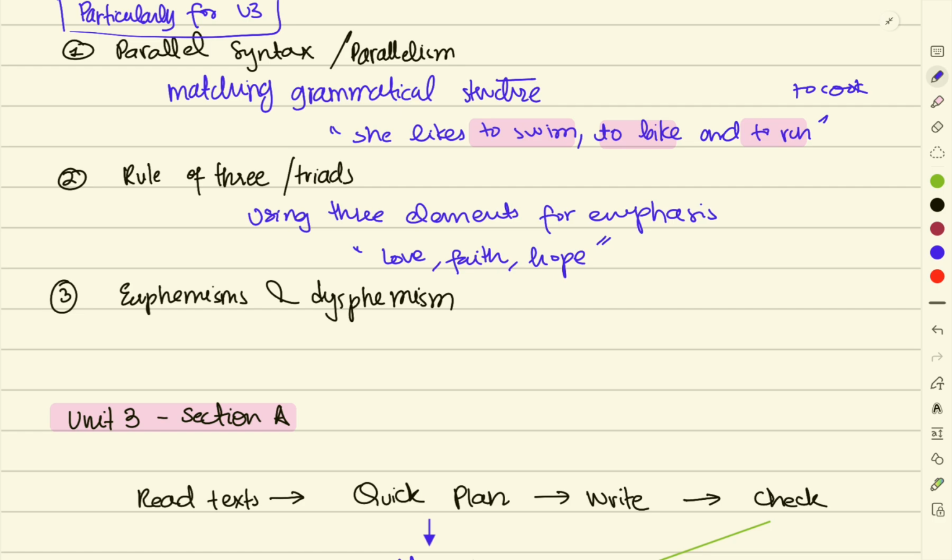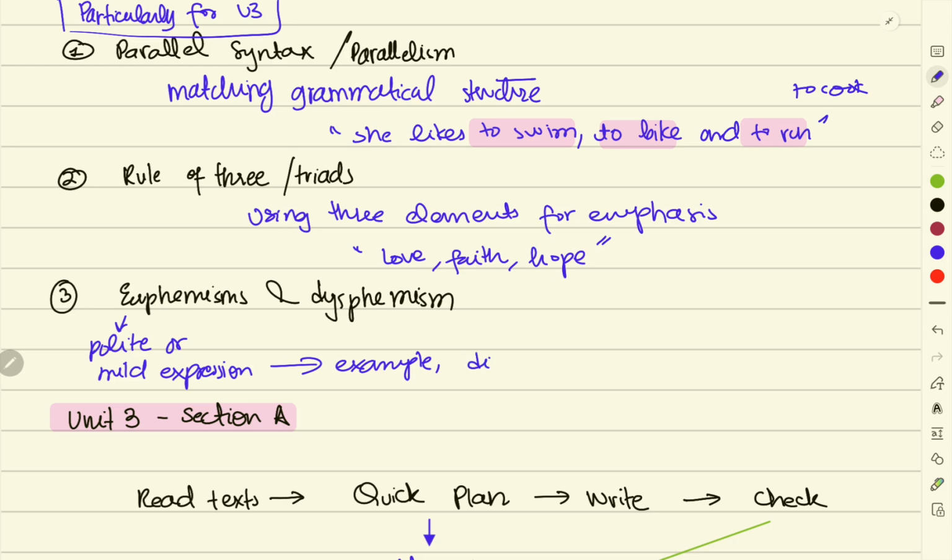Then we talk about euphemisms and dysphemisms. Now, a euphemism is a polite or mild expression. It's a softer way to say something that might be hard or unpleasant or offensive. It's like a harsh comment or unpleasant news wrapped in silk cloth, if that makes sense. So for example, let me just give you an example.